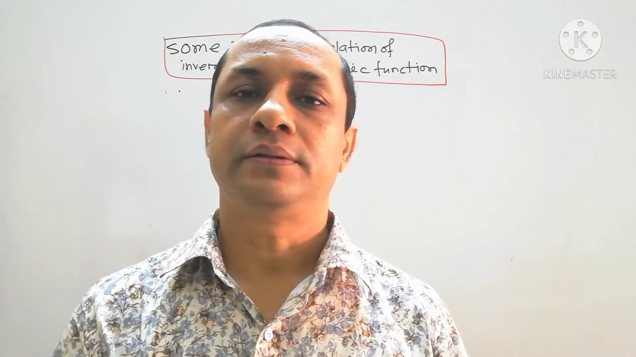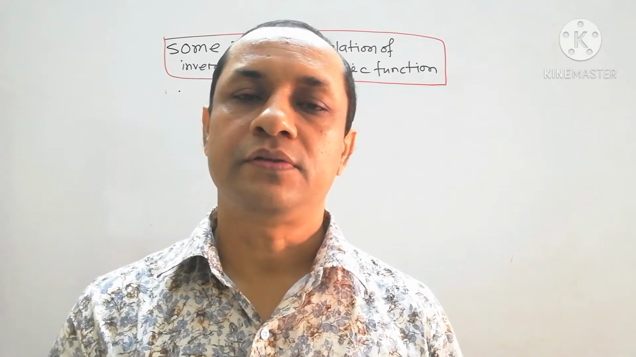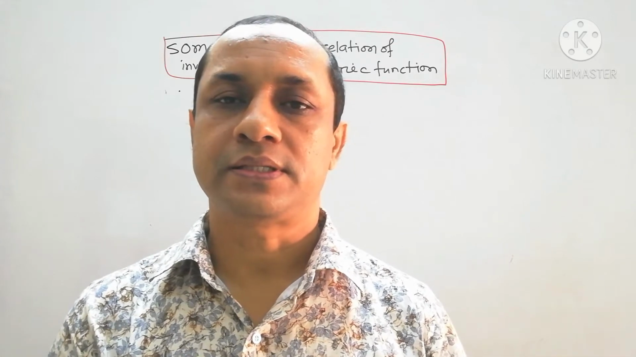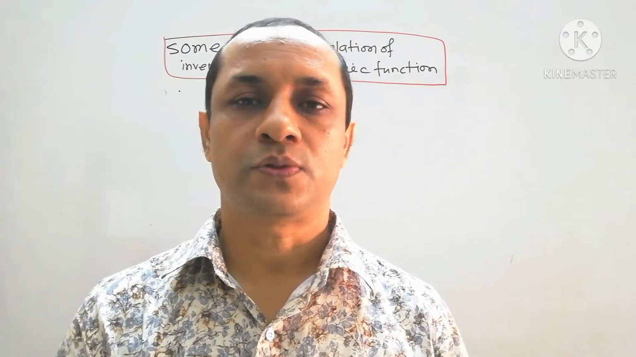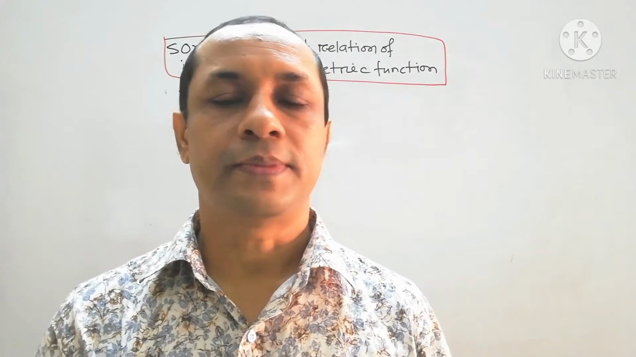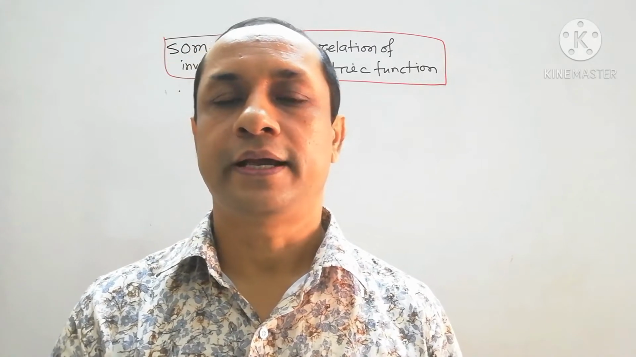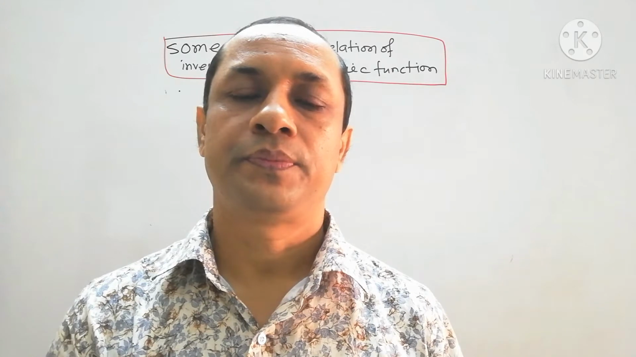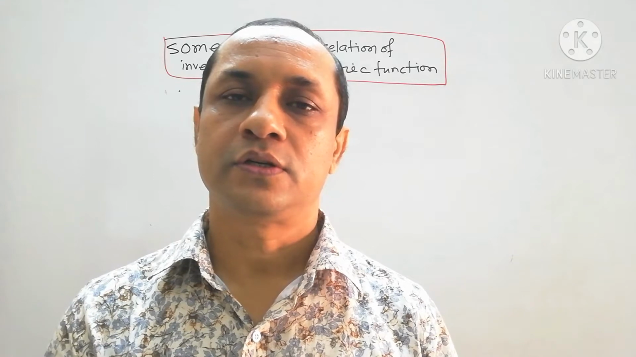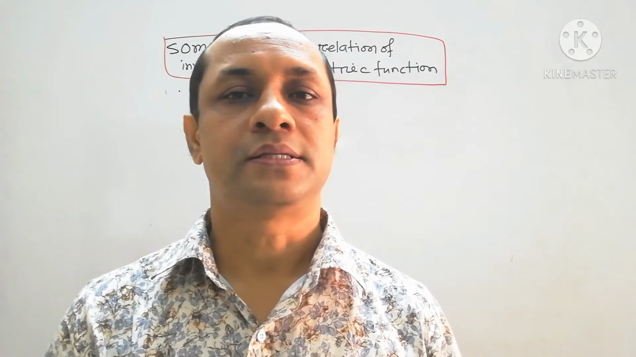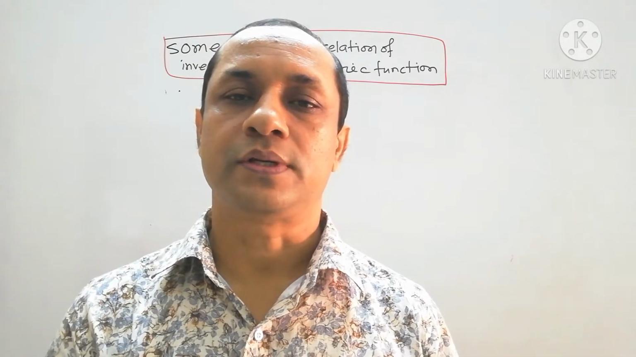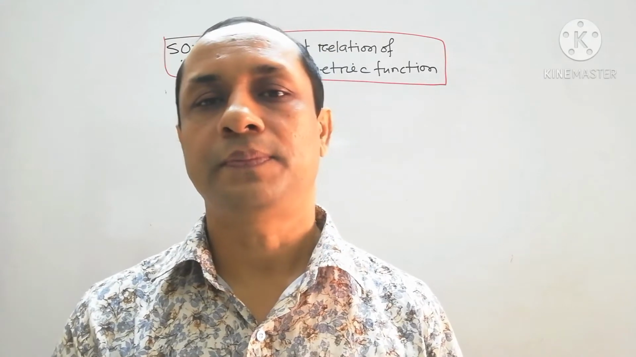In the previous class you learned formula number 1: tan inverse x plus tan inverse y equals tan inverse of (x plus y) by (1 minus xy). And formula number 2: tan inverse x minus tan inverse y equals tan inverse of (x minus y) by (1 plus xy). And formula number 3: 2 tan inverse x equals sin inverse of 2x by (1 plus x square), which equals cos inverse of (1 minus x square) by (1 plus x square).